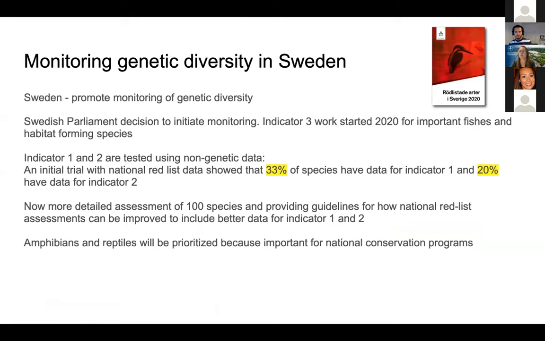As Sean mentioned earlier, an initial trial with national red list data showed that 33% of species had data for Indicator 1 and 20% had data for Indicator 2. Now we are performing a more detailed assessment of 100 species and providing guidelines for how national red list assessments can be improved to include data for Indicator 1 and 2. Amphibians and reptiles will be prioritized because they're very important for national conservation.